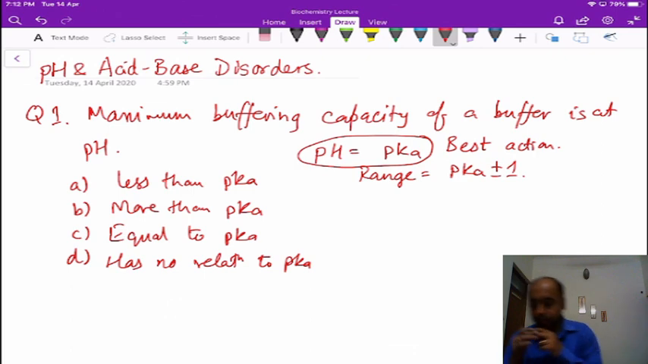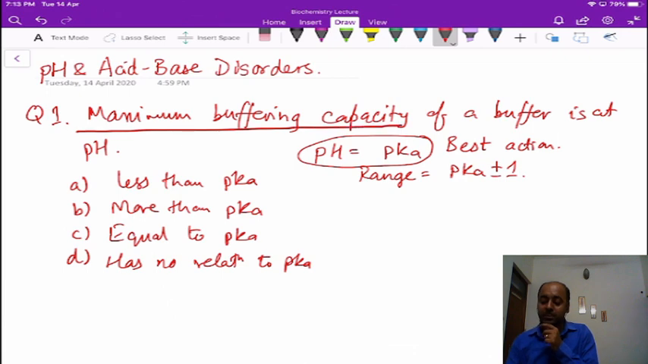Okay, I can see some options. I agree that it can be somewhat confusing that we had said buffering capacity depends on concentration, but in spite of concentration, the maximum buffering capacity for a given buffer will definitely depend on the pH. If it is outside the range of pH, then the buffering capacity doesn't come into play.